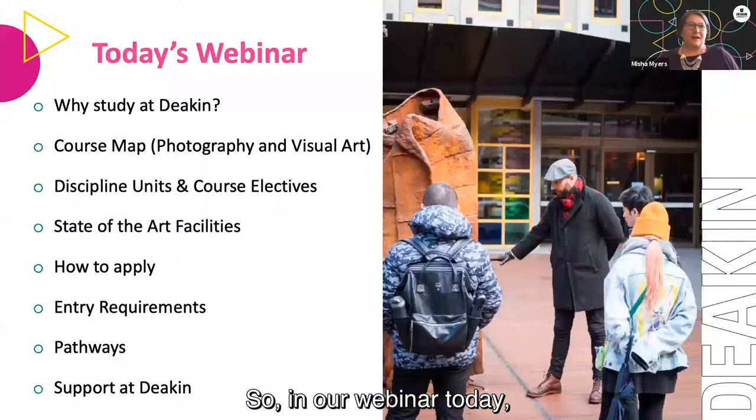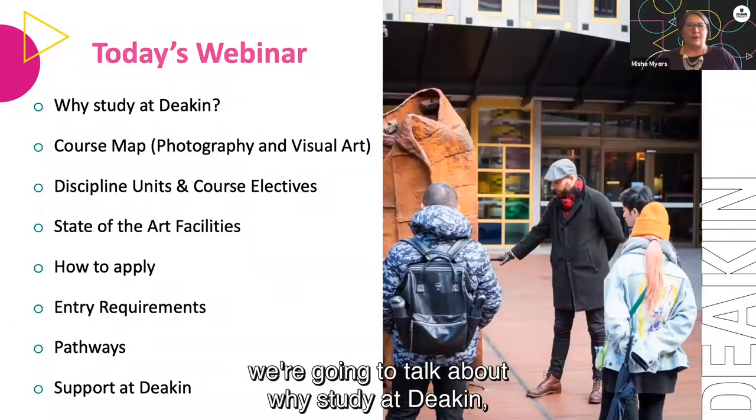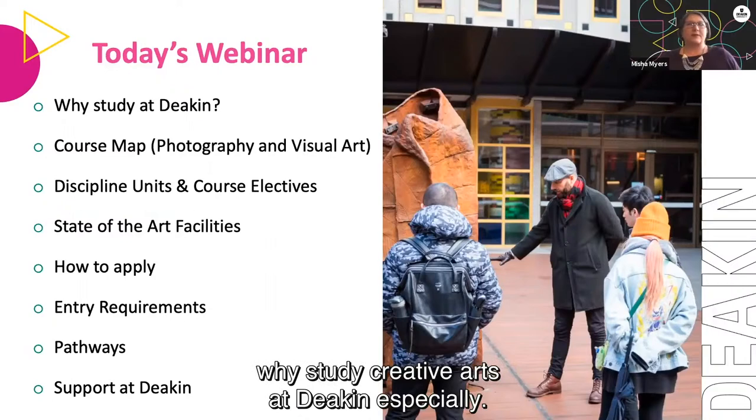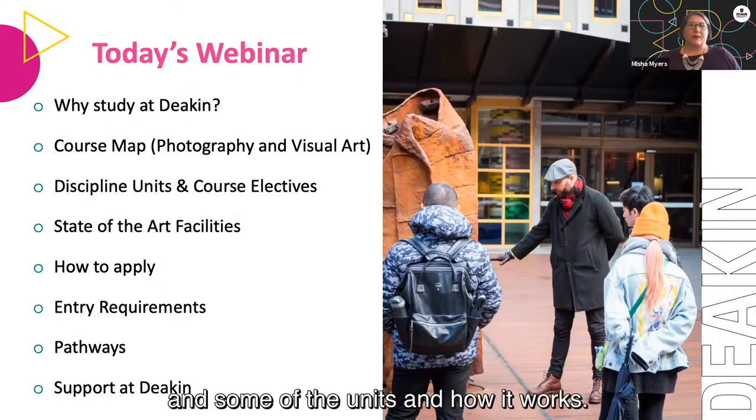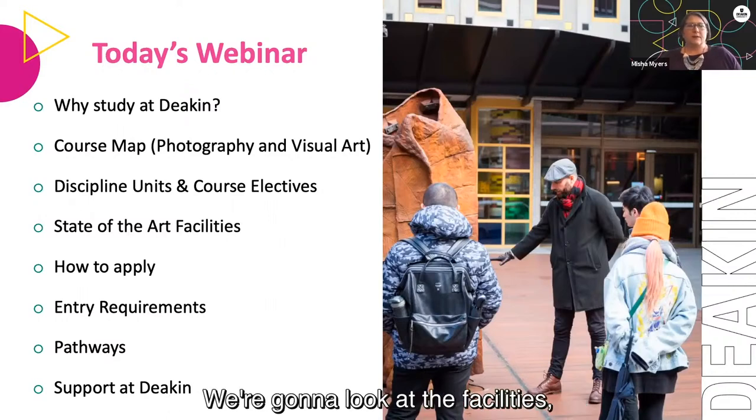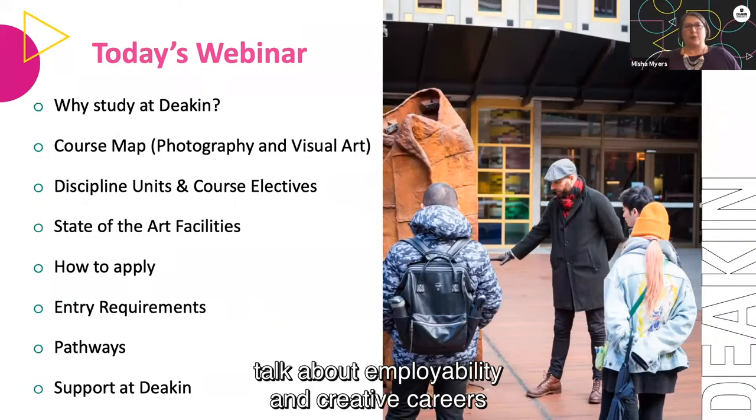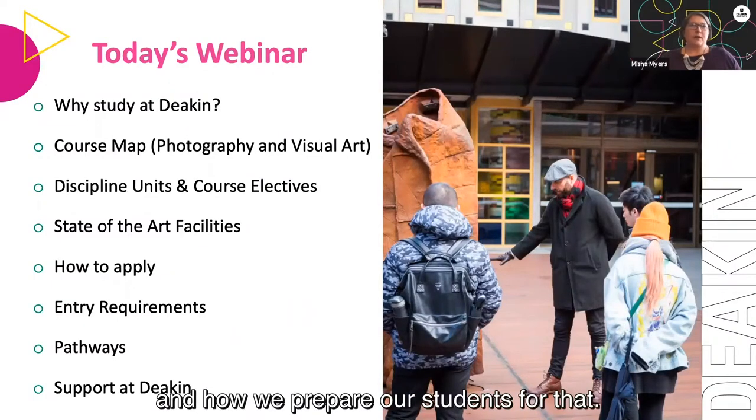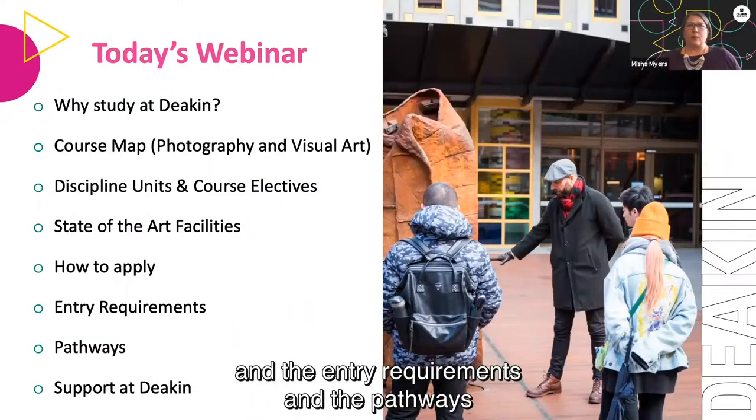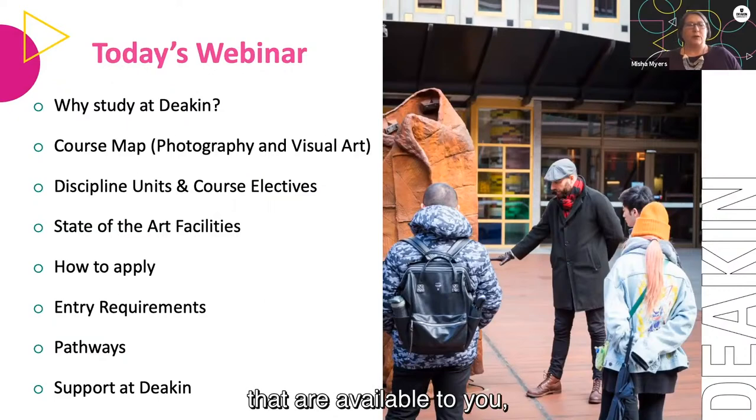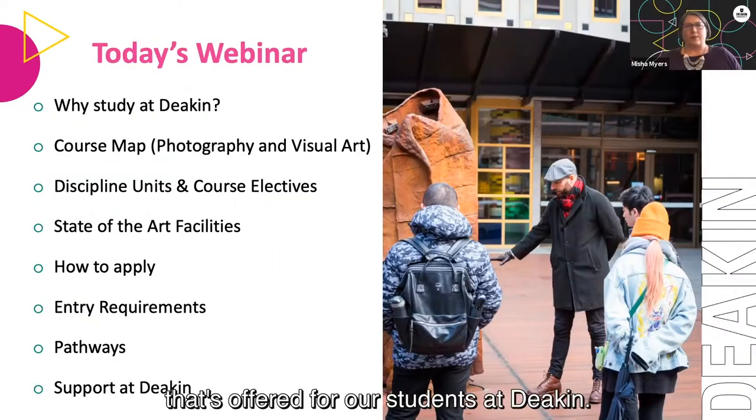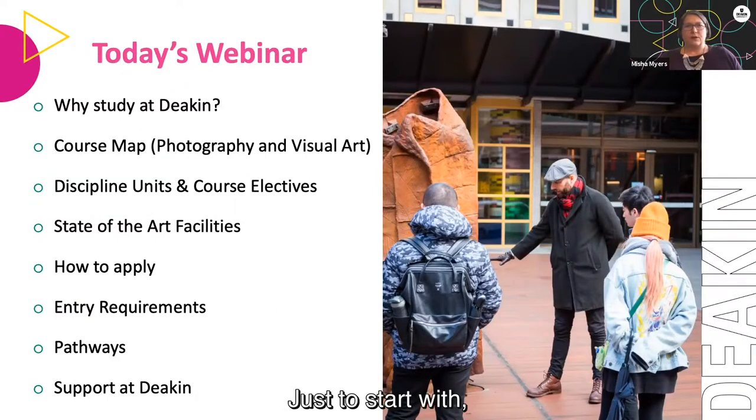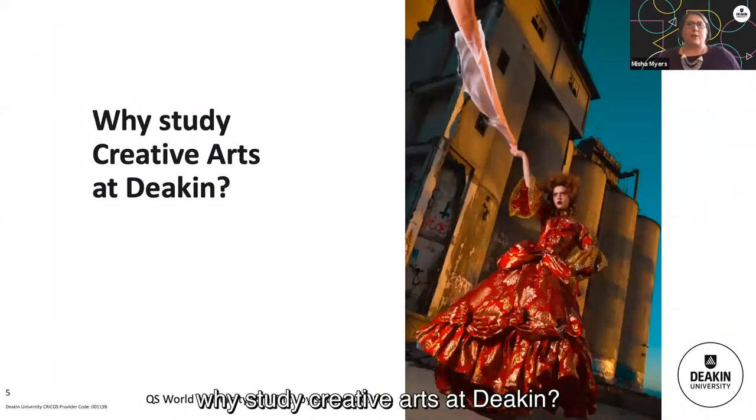So in our webinar today, we're going to talk about why study at Deakin, why study creative arts at Deakin especially. And we're going to look at the structure of the course and some of the units and how it works. We're going to look at the facilities, talk about employability and creative careers and how we prepare our students for that. And then we'll come to how to apply and the entry requirements and the different pathways available for applying, and then look at the support that's offered for our students at Deakin.